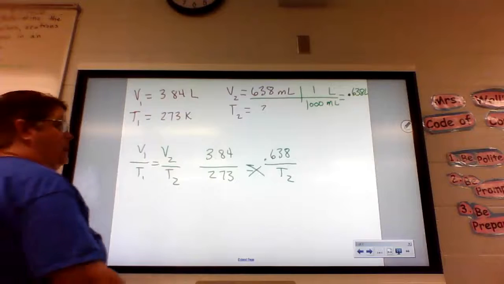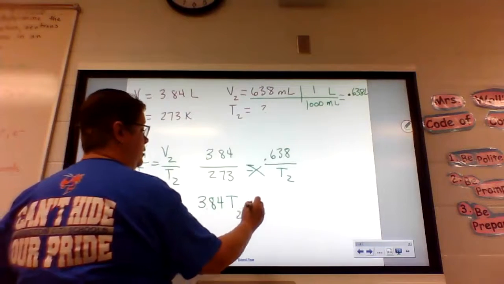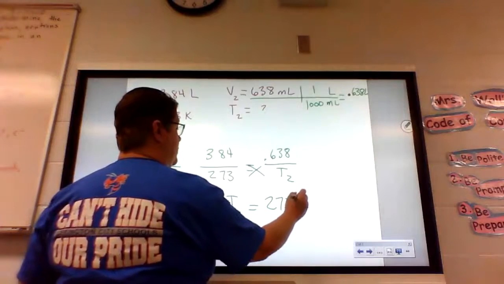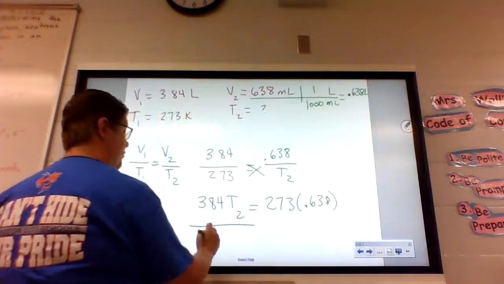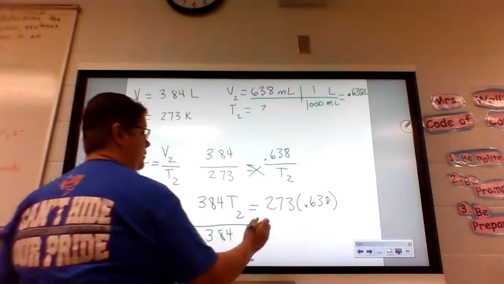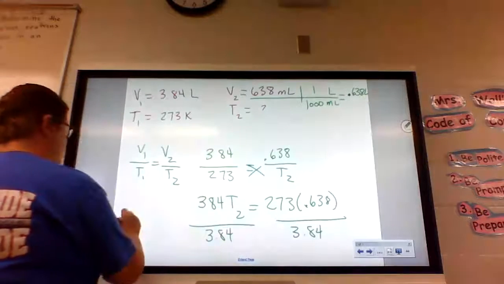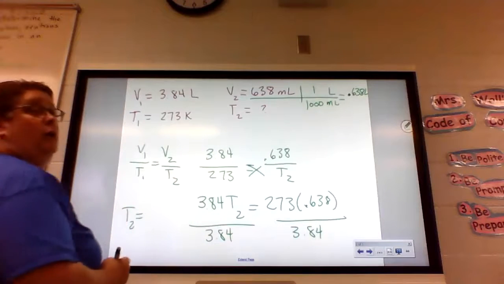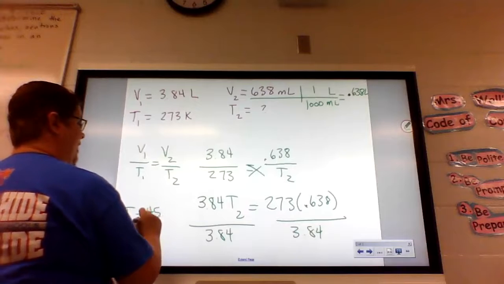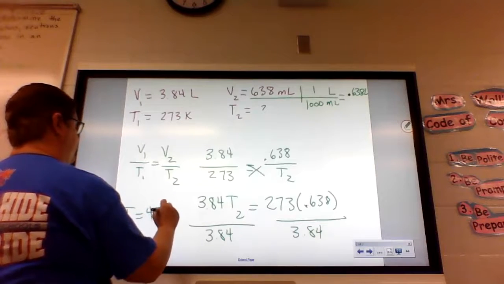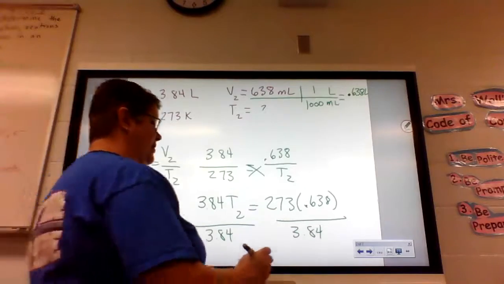All right, so when I cross multiply, I get 3.84 T2 and 273 times 0.638. Divide by 3.84 on this side. Divide by 3.84 on this side. Can somebody tell me what T2 was equal to? 45.4. 45.4? And that's in kelvins? Yes.